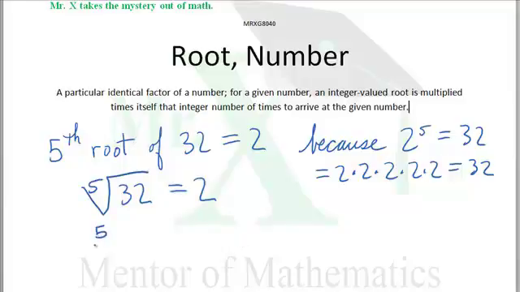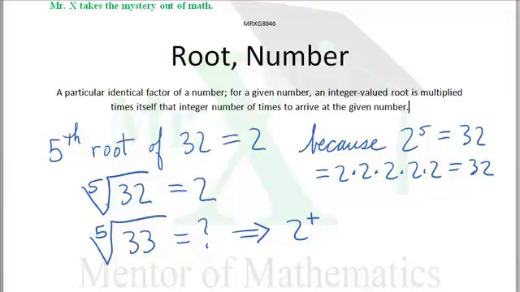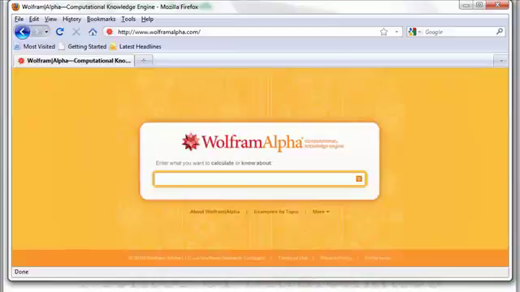Now what is the fifth root of, I don't know, 33? Well, it's a little more than 2. I don't know how much more off the top of my head, but I know because the fifth root of 32 is 2, then the fifth root of 33 should be just a little bit more than 2. Well, let's see what Wolfram Alpha gives us.